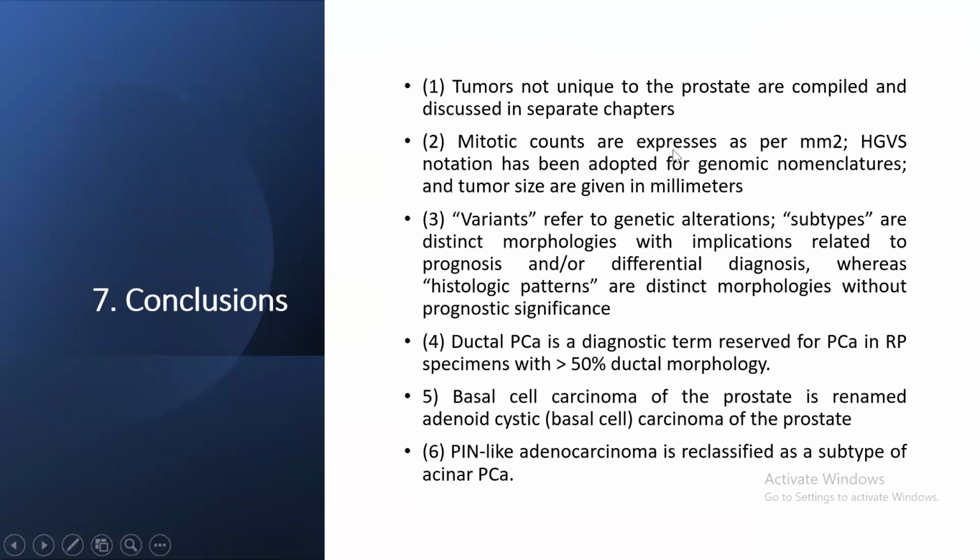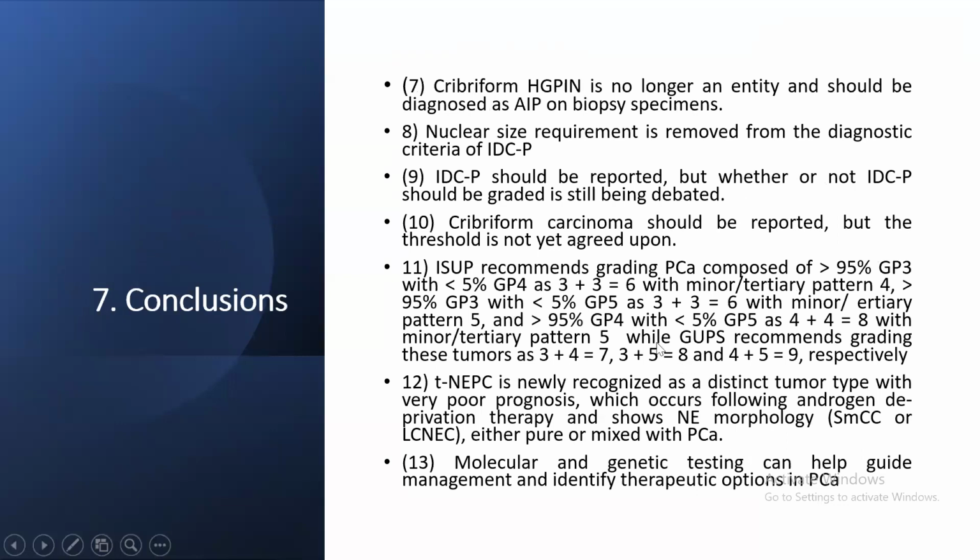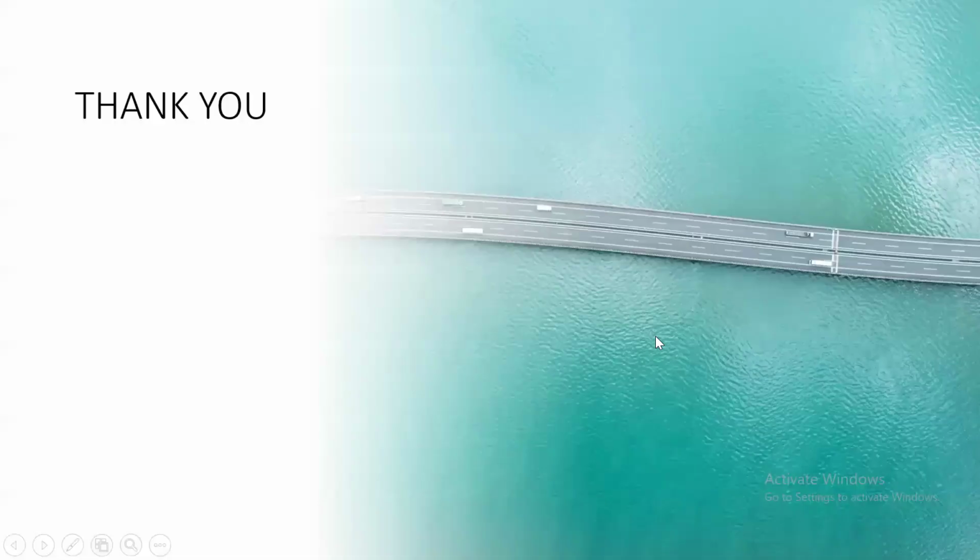These are some other points which I did not cover. Mitotic counts again have to be expressed per millimeter square, which is the norm now in every WHO fascicle. The tumor size has to be mentioned in millimeters, along with the other points, the variants, and the distinction between these subtypes and patterns that we had seen. So all these things I think we had covered.